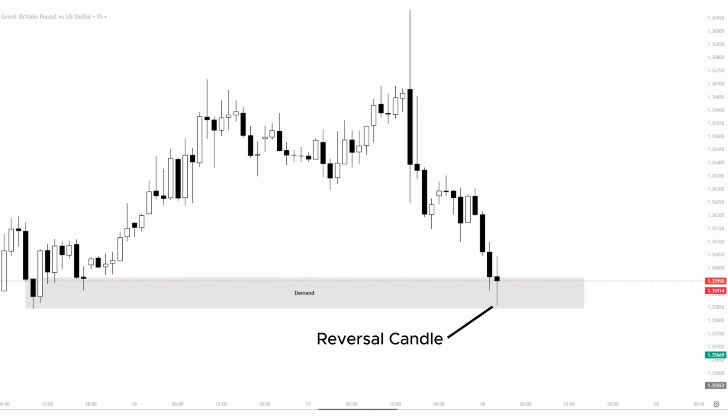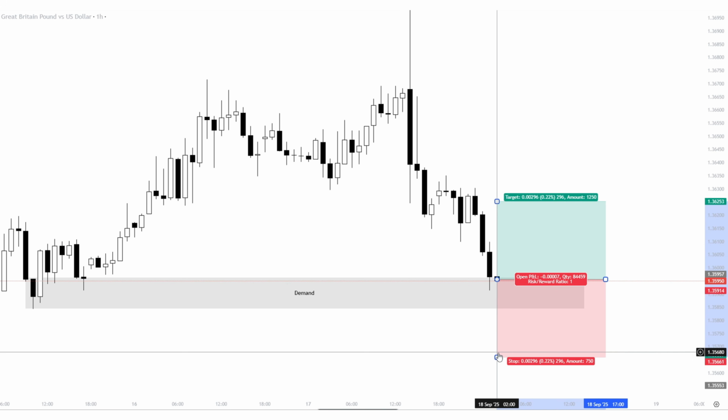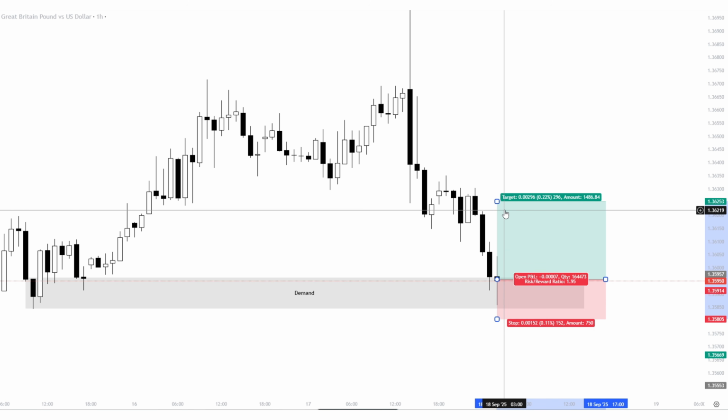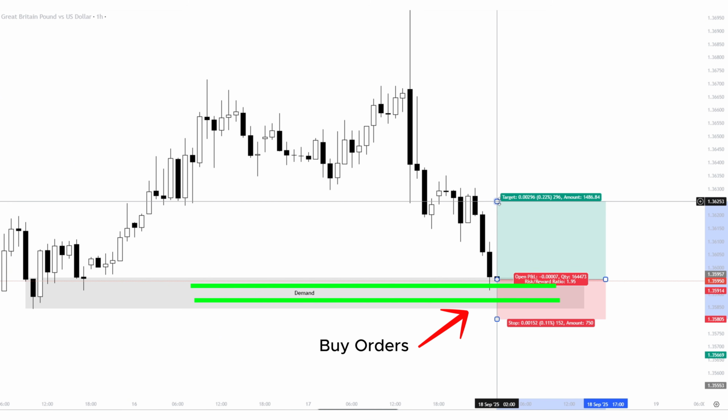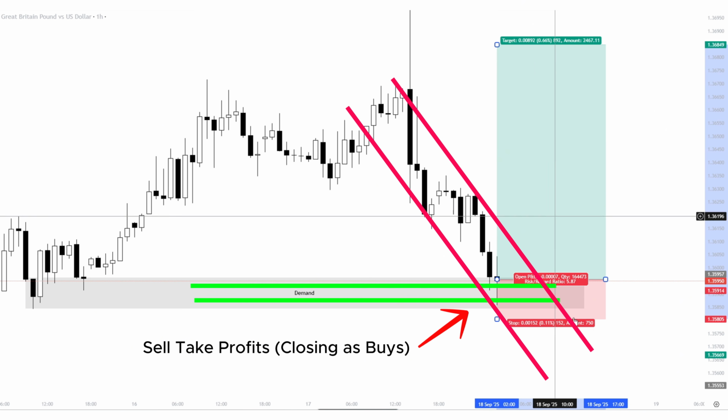What most traders would do now is buy the top of the demand, being a logical entry level, with a stop loss that makes sense below the demand. Because as you know, demand zones are levels filled with buy orders from traders wanting to buy at a discount, and sell orders closing because some sellers are looking to take profit from this recent downside price action.